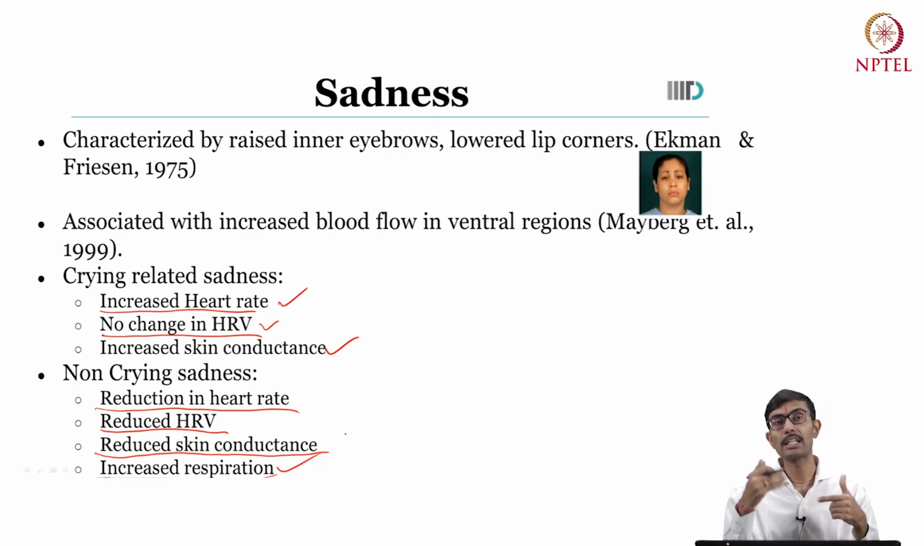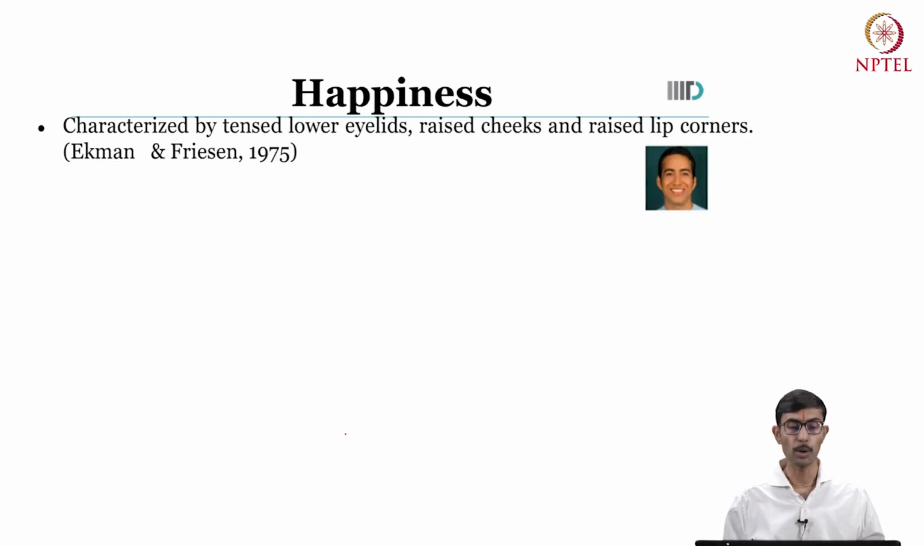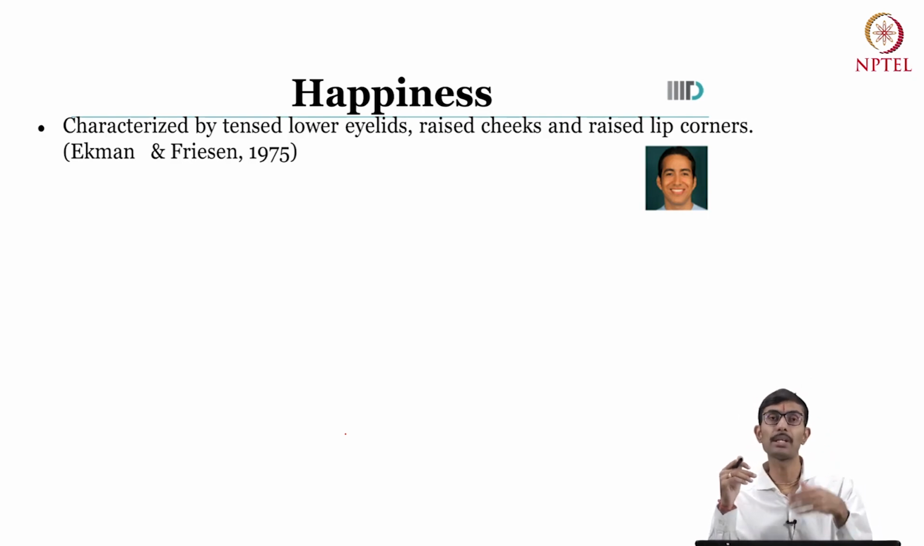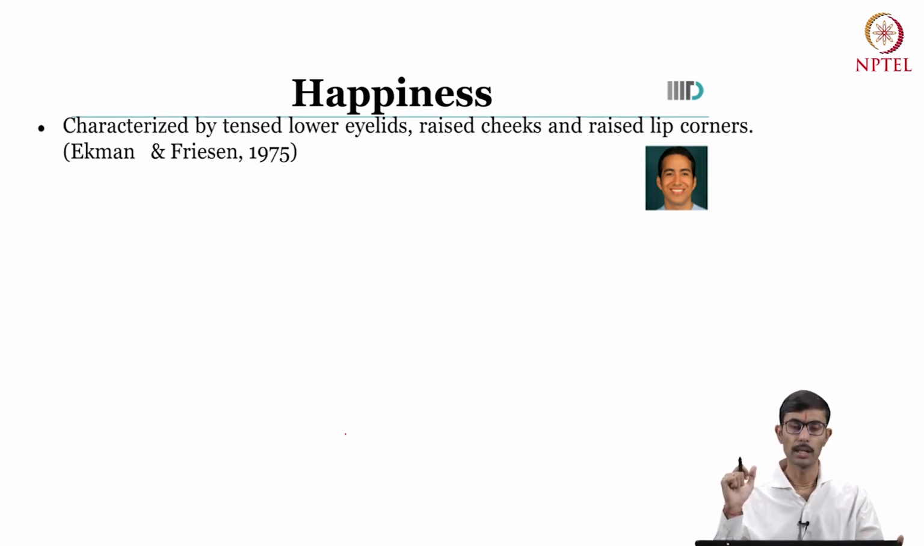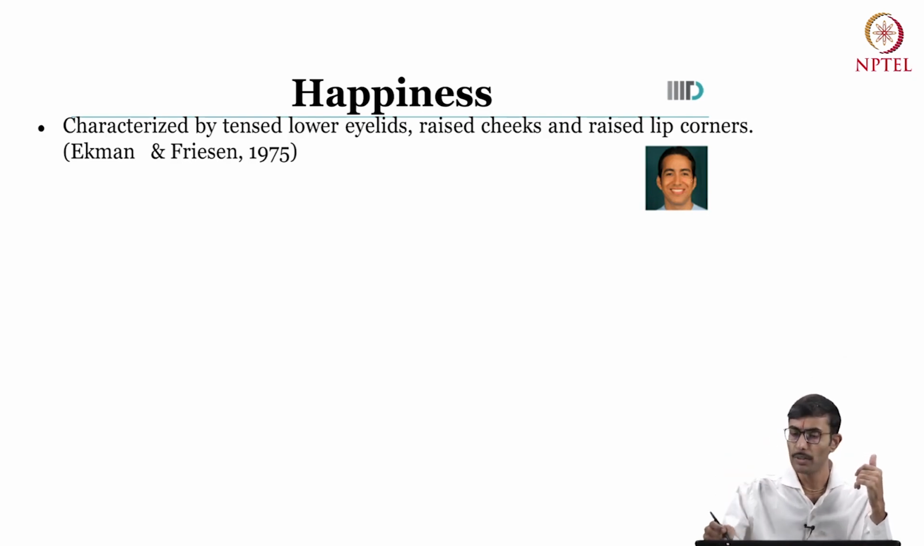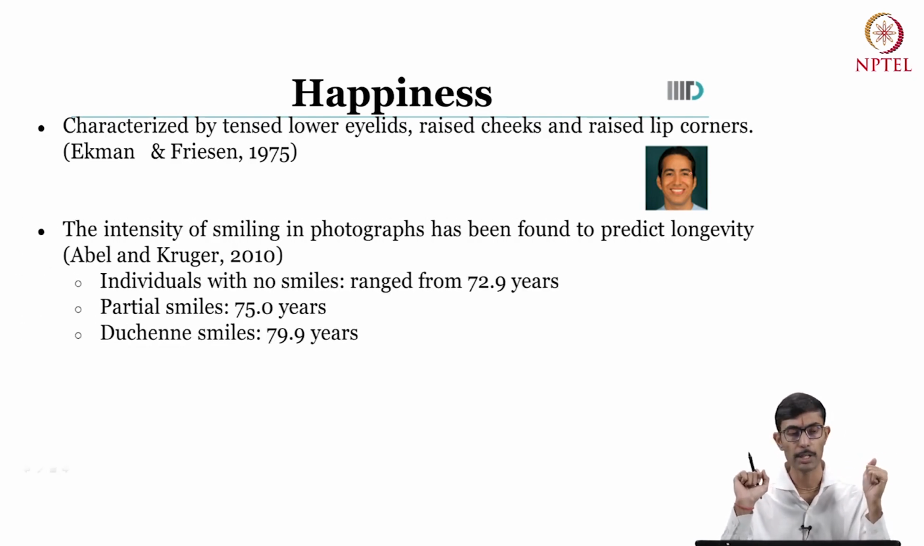Number two, what exactly is the type of change that you can expect in that particular type of modality? That is why it is important for us to understand how different emotions are characterized or expressed in different modalities. So let us take the last example, which is happiness. As hypothesized by Paul Ekman and his team, you have raised cheeks, raised lip corners, and tensed lower eyelids. So this is a broad characterization in terms of facial expressions.